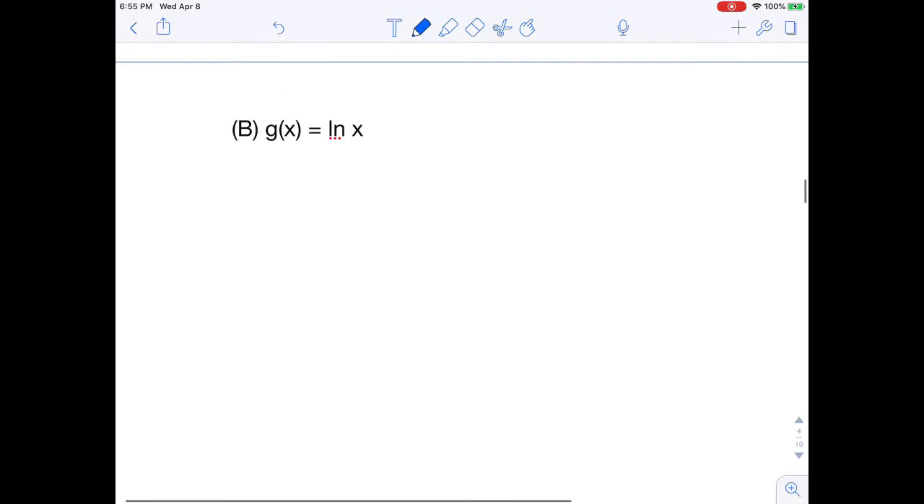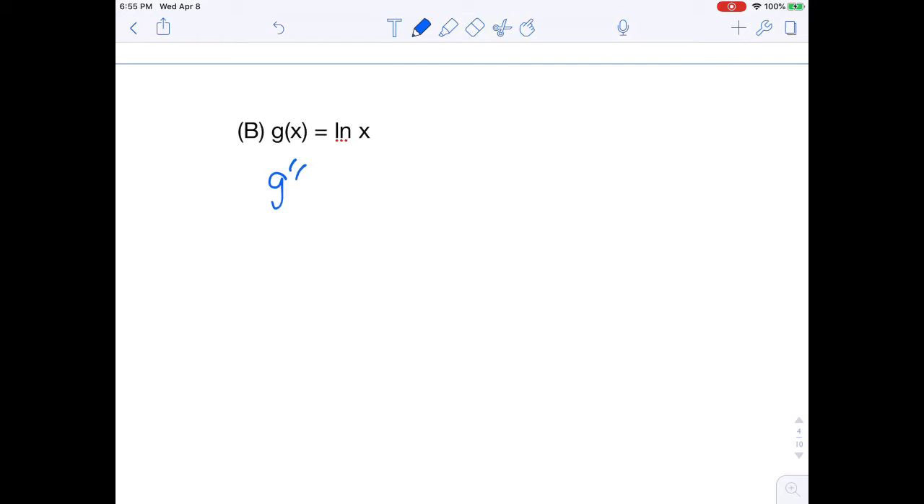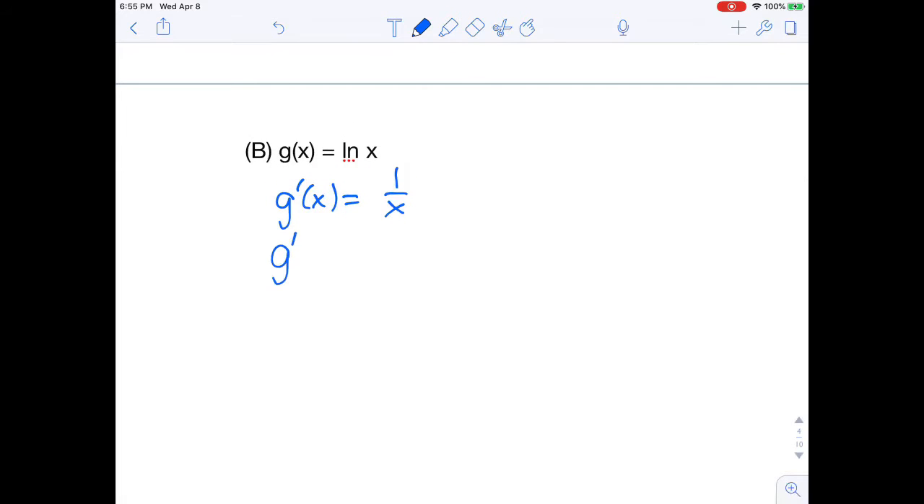Let's look at the next one. The first thing we have to do is find the first derivative, then the second derivative. Remember that x in the natural log of x must be greater than 0.